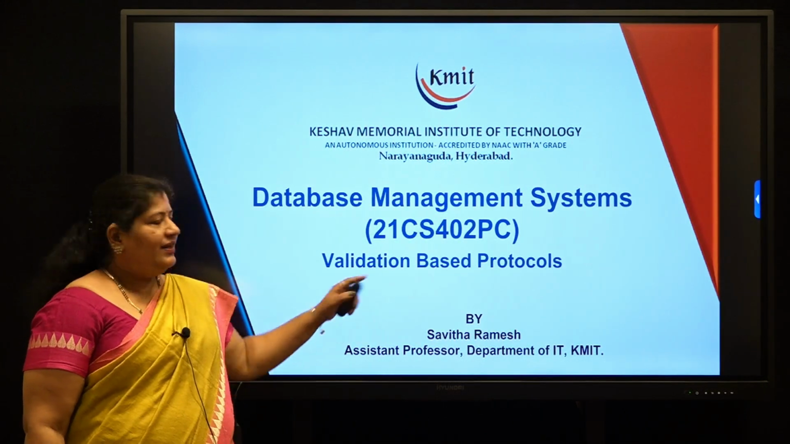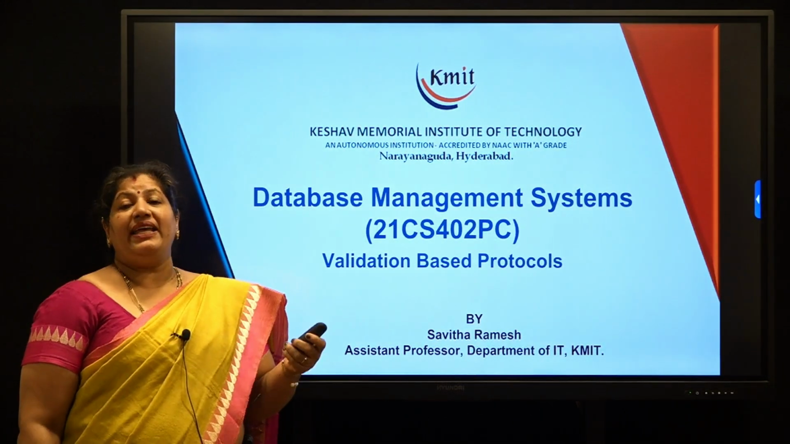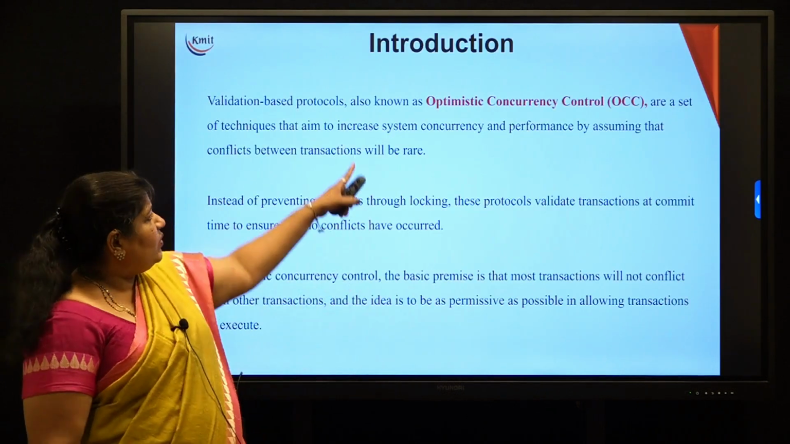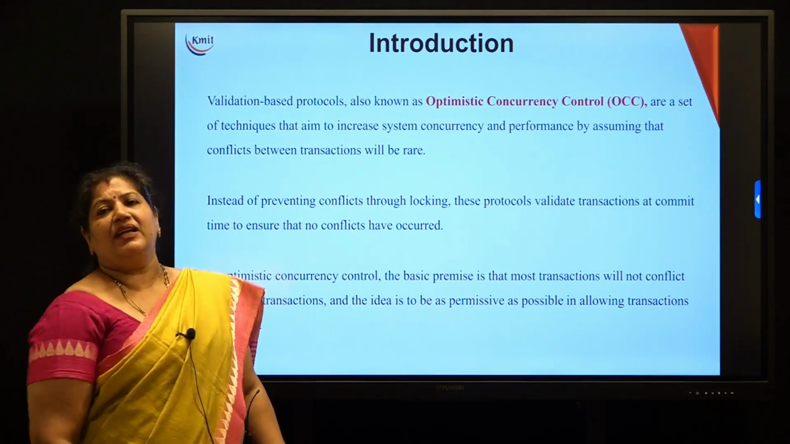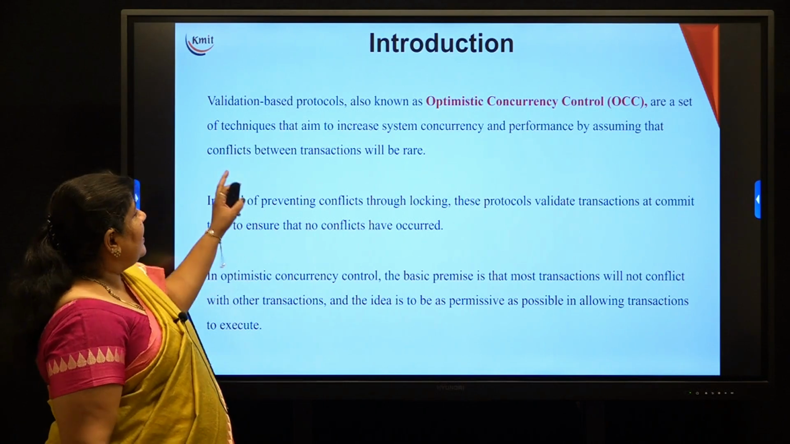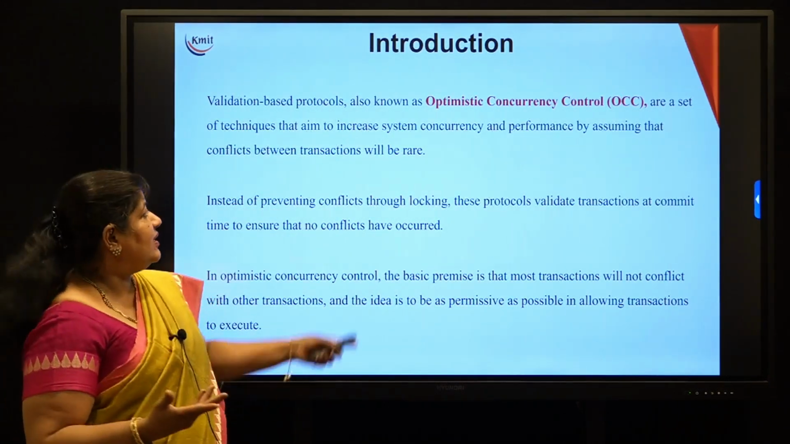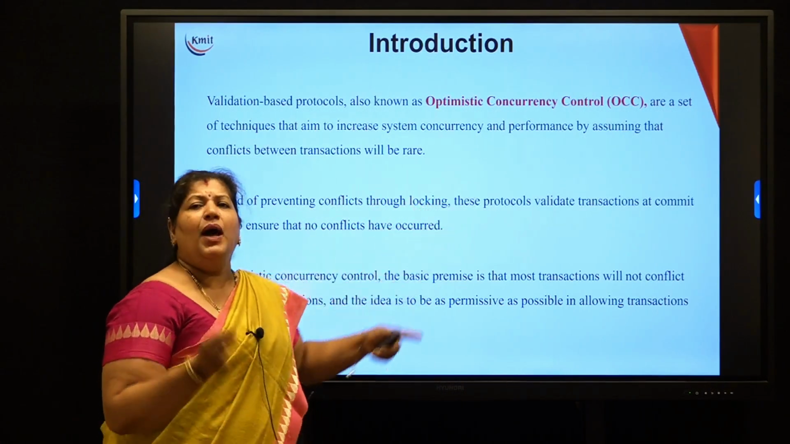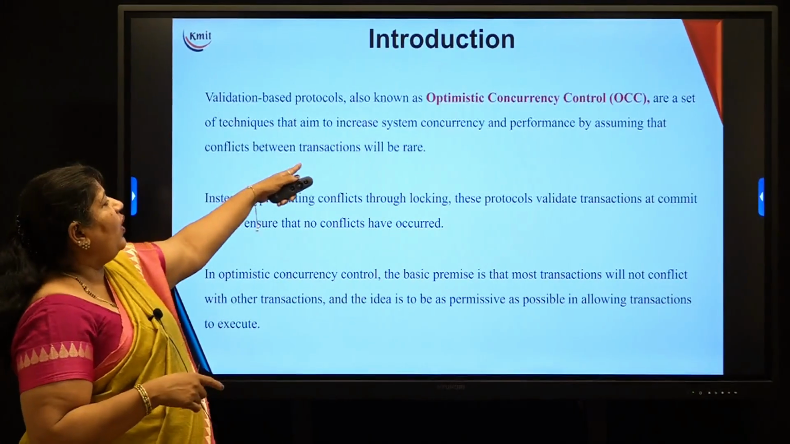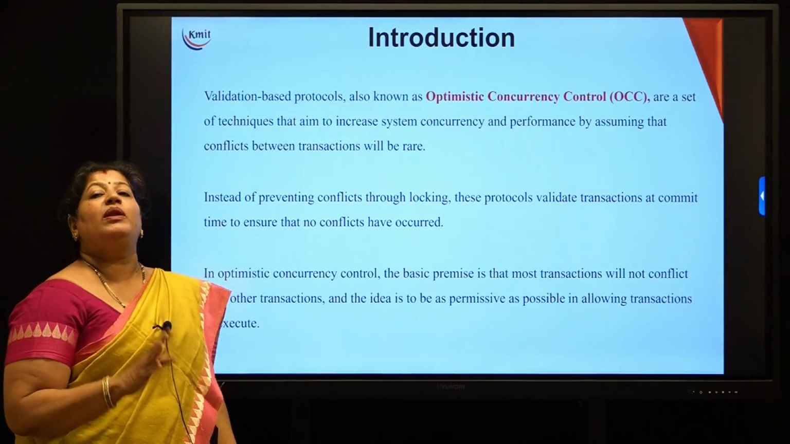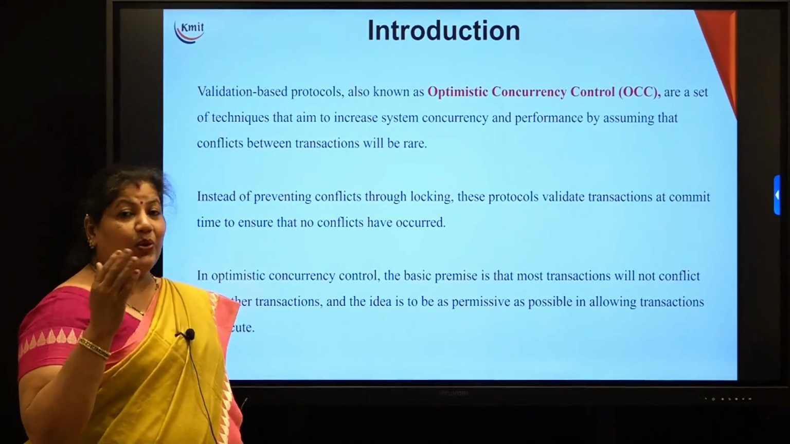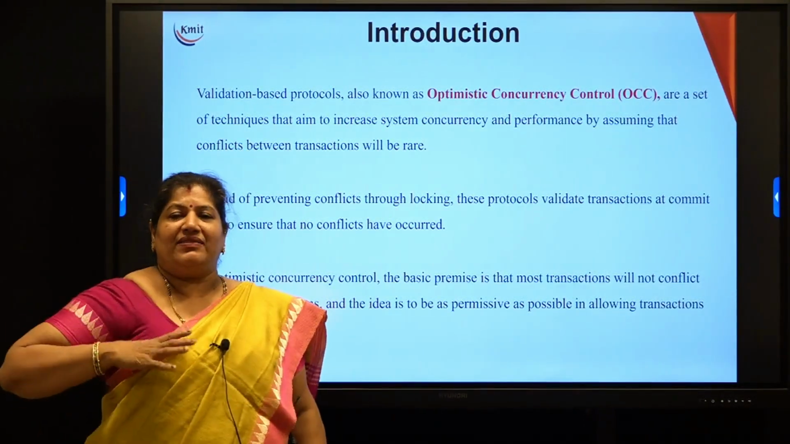Hello everyone. Today we'll discuss validation based protocols. This is also known as optimistic concurrency control. These are the set of techniques that aim at increasing the system concurrency and performance by assuming that conflicts between transactions will be rare. Optimistic, you have seen this even in your operating system concepts.